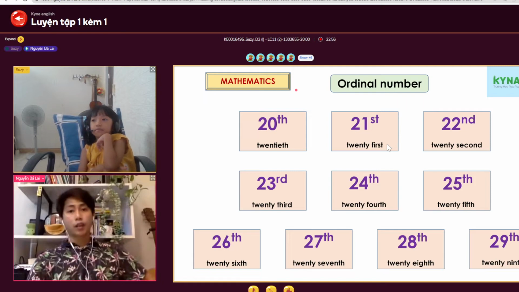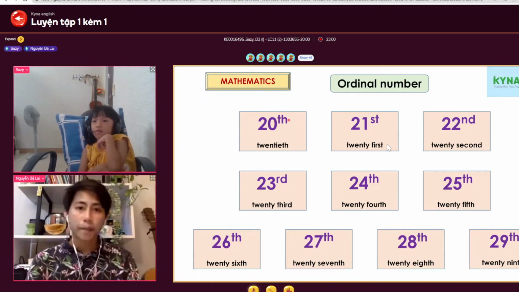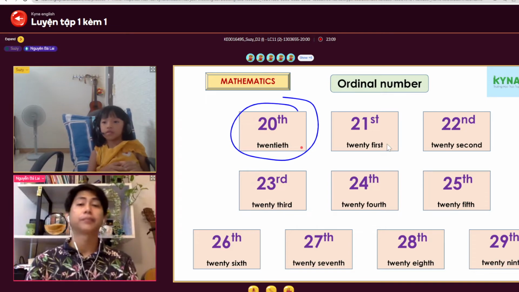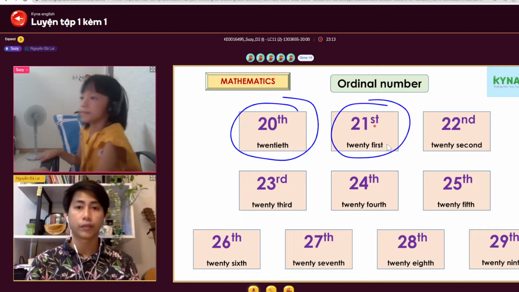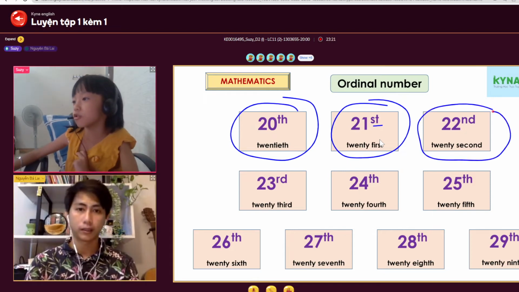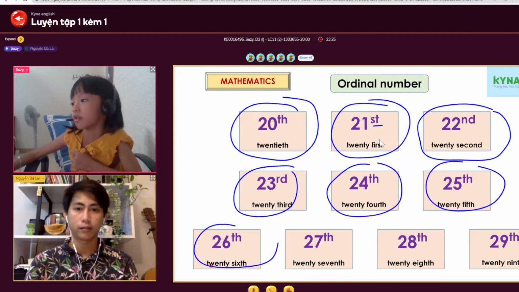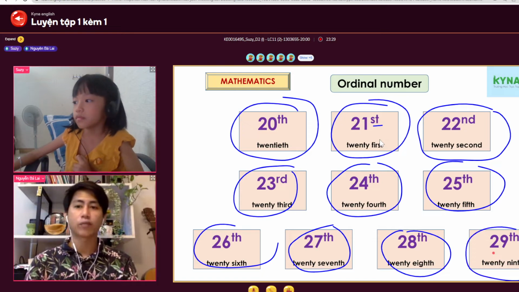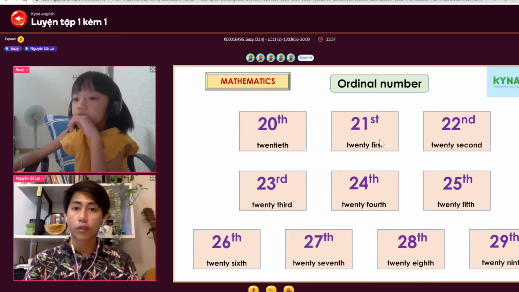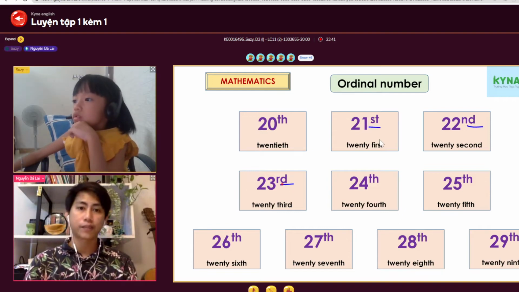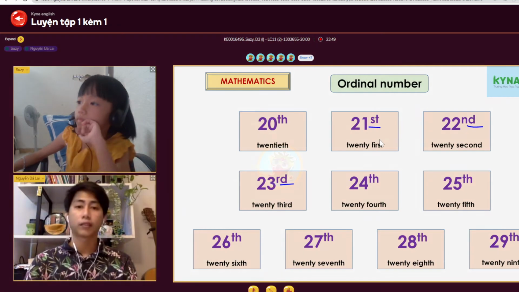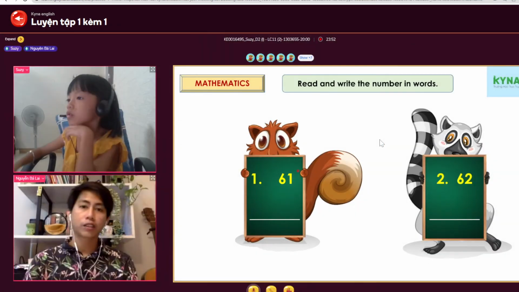Now let's learn the ordinal numbers. Okay. First one we have 20th. 21st, 22nd, 23rd, 24th, 25th, 26th, 27th, 28th, 29th. You forgot the TH sound. 29th, 28th. Don't forget. So with first, second, and third, fourth, fifth, sixth, seventh, eighth, ninth. Okay, so which number have you got here?